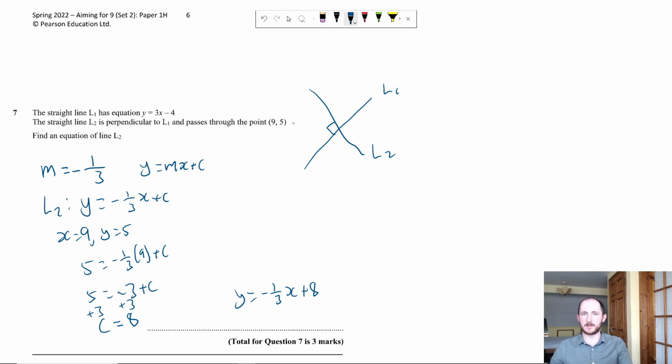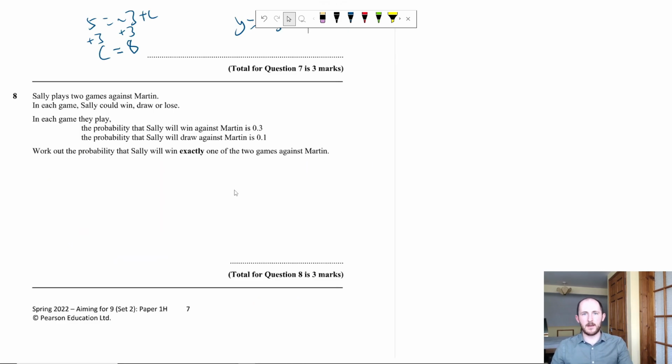Hopefully so far this paper hasn't been too bad for you. For this question, you could, if you want, do a probability tree. Okay, so Sally plays 2 games against Martin. In each game, Sally could win, draw, or lose. In each game they play, the probability that Sally will win is 0.3, and the probability that they will draw is 0.1. So work out the probability that Sally will win exactly one of the 2 games. It's 3 marks. So you can use a big probability tree, but it's going to be pretty big and complicated.